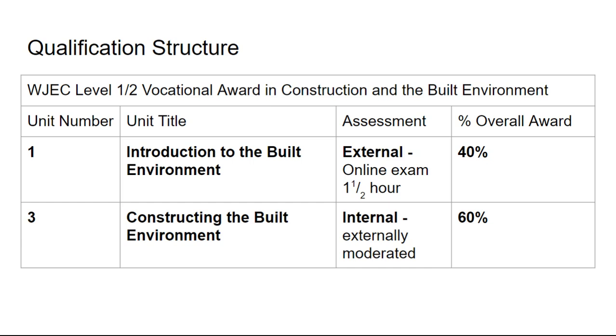So just a quick recap then. The qualification structure, we have an hour and a half written exam, which is worth 40% of the mark, and then the practical work, which is worth 60% of the mark, which is internally assessed and externally moderated.